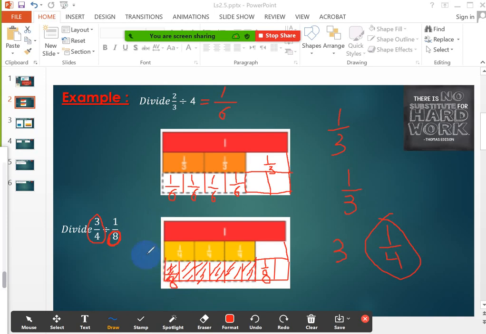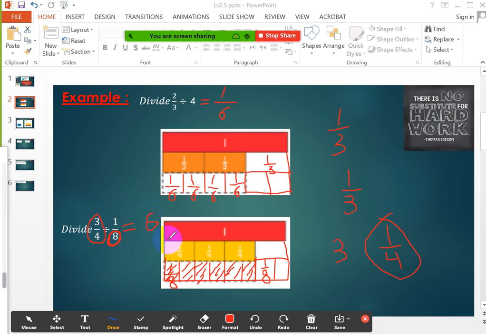So if you divide a fraction by a fraction, the answer will be the number of parts. How many parts are shaded here? Count it. 1, 2, 3, 4, 5, 6. 6, not 5, Lamar. 6. So the answer will be 6.